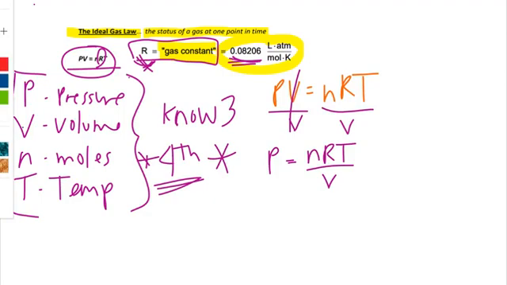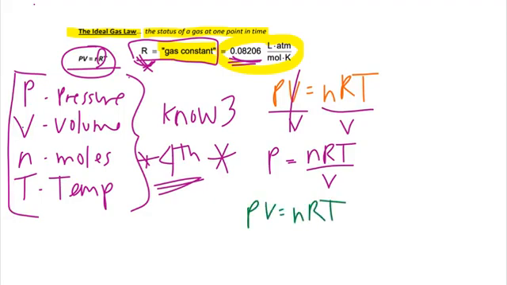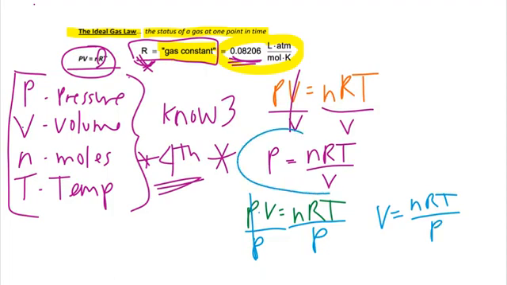But let's say I have PV equals nRT and I want to solve for volume. I need to get rid of my pressure if I want volume by itself, so I have to divide both sides by P. So my volume would equal nRT divided by pressure. Not too bad, right? So here's my way of finding pressure, and here's my way of finding volume.